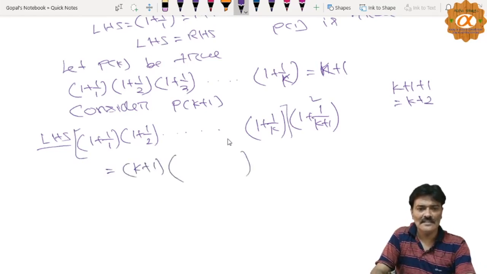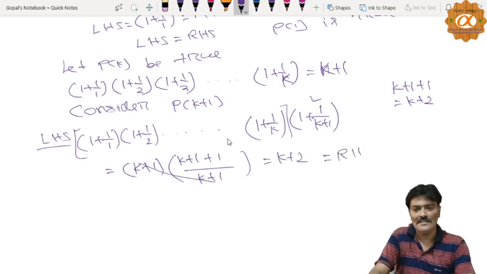इसका एलसीएम ले लेते हैं, तो एलसीएम आ गया नीचे k plus 1 और ये आ गया k plus 1 plus 1. ये दोनों कट गए, तो ये आ गया हमारे लिए k plus 2. This is our RHS. That means Pk plus 1 is true.